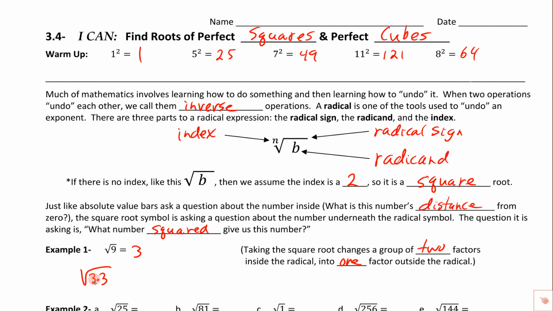Okay, so we've got these 2 3's. This would be 3 squared. We could kind of write it like this, 3 squared, and these kind of undo each other, so we get right back to the 3. If you take 3 and square it and then take the square root, you're right back to 3.